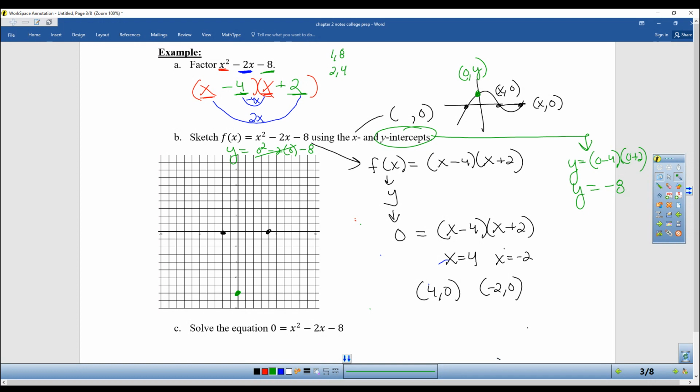Now, this is a parabola. The most important point is the vertex. So it doesn't say that. It just says sketch using the x and y intercepts. But that doesn't mean that you can't just sit there and look at it and say, well, okay, she didn't ask me to find the vertex, but at least I can make a nice graph. It's going to look something like this.